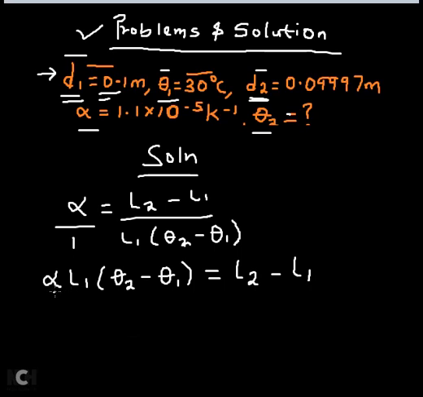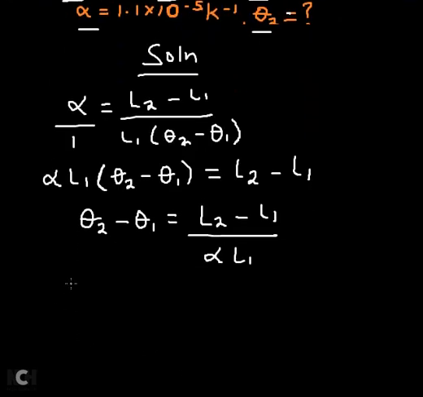The second step is I'm going to divide both sides by alpha L1, so that I'll be left with just the bracket theta 2 minus theta 1. So theta 2 minus theta 1 is equal to L2 minus L1 divided by alpha L1. Finally, my theta 2, which is the final temperature I'm looking for, is going to be equal to L2 minus L1 divided by alpha L1, then minus theta 1 goes over, it becomes plus theta 1.